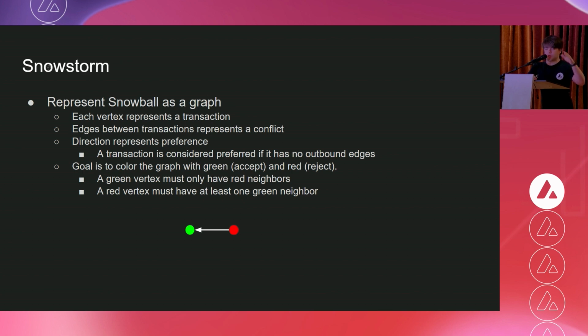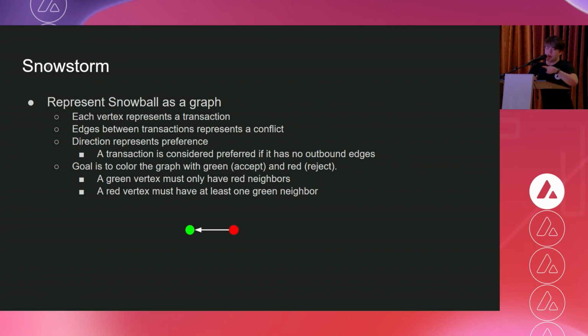So now I want to basically use these 2 mechanisms together. Snowstorm is all about representing Snowball as a graph. In this case, we have two transactions: a left transaction and a right transaction. The left transaction is green, the right transaction is red. The reason they're green and red is because green I'm going to represent throughout the rest of this slide as being accepted and red being rejected.